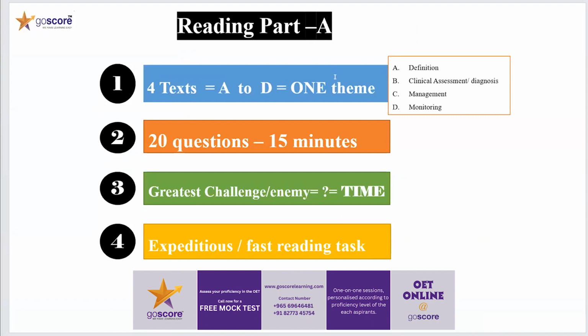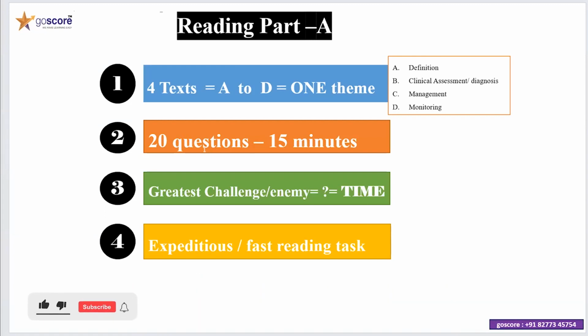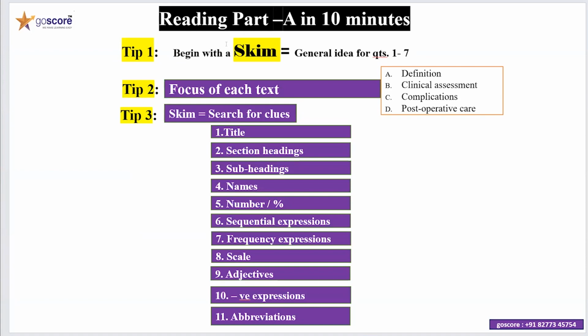In reading part A, what are the things you have to know before starting? We have 4 texts: text A, text B, text C, and text D, and there is a theme also. You have 20 questions and only 15 minutes. Our greatest enemy is time. In reading part A, you have to read very fast, expeditious reading. You can definitely complete within 10 minutes if you know the strategies and tips.